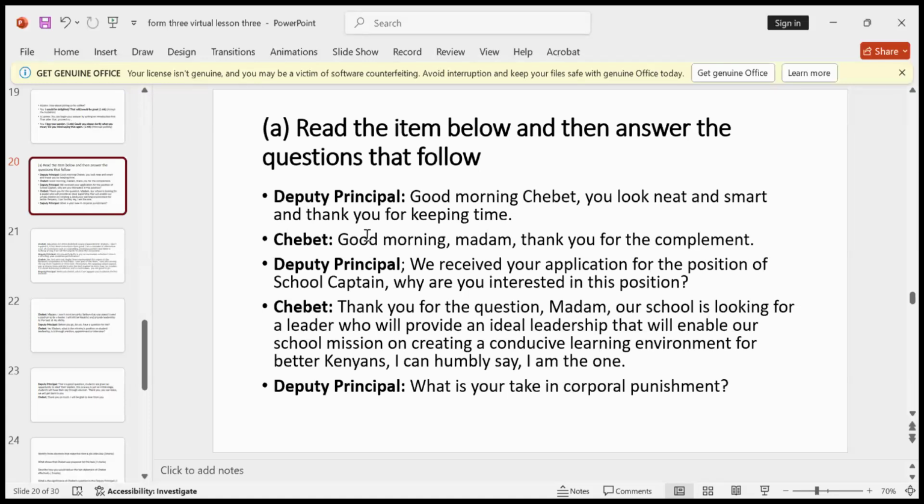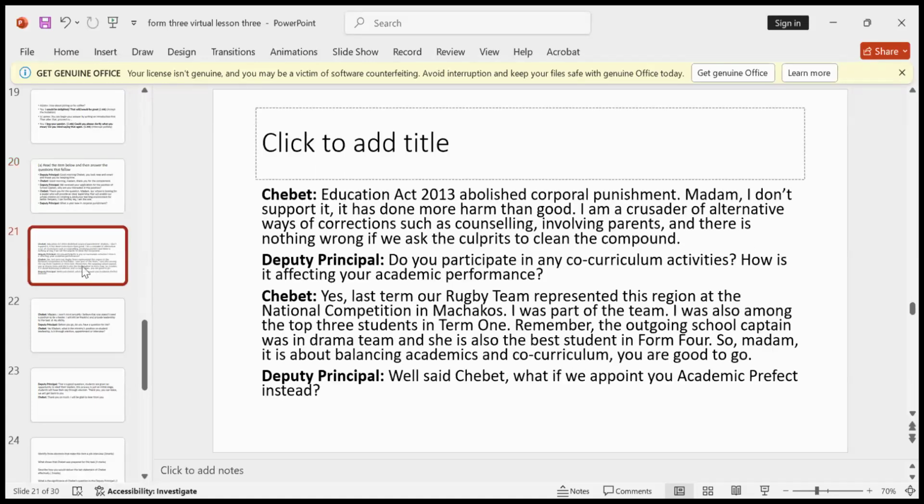What is your take on corporal punishment? Education Act 2013 abolished corporal punishment. Madam, I don't support it. It has done more harm than good. I am a crusader of alternative ways of correction, such as counseling, involving parents, and there is nothing wrong if we ask the culprits to clean the compound.